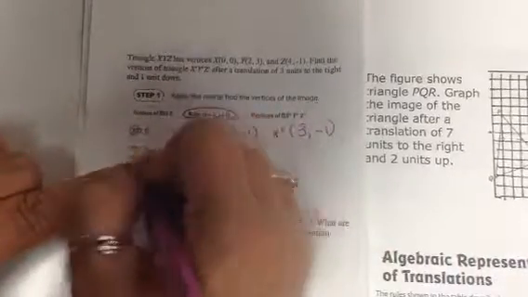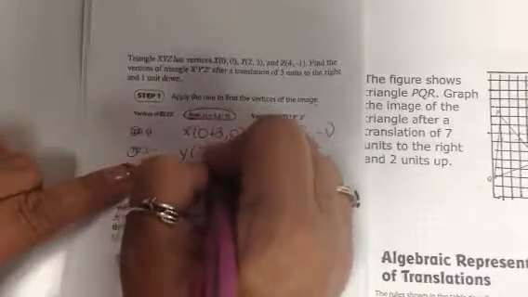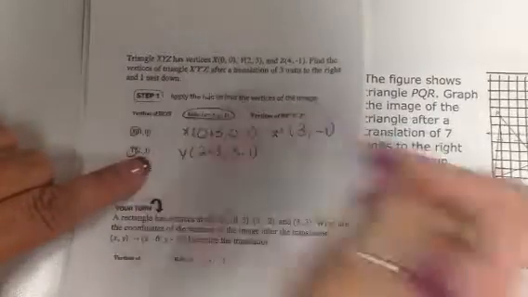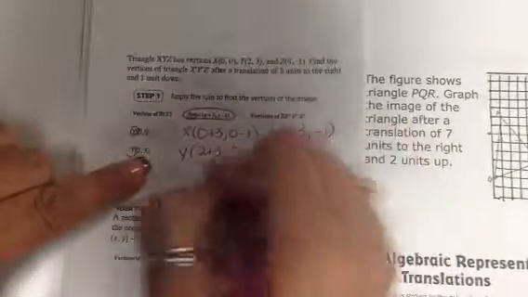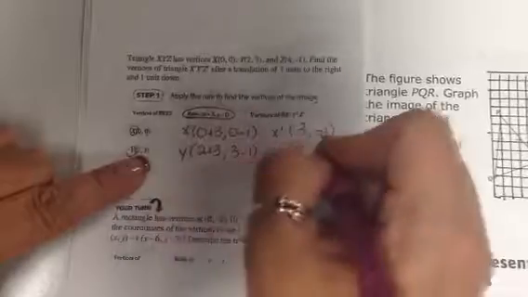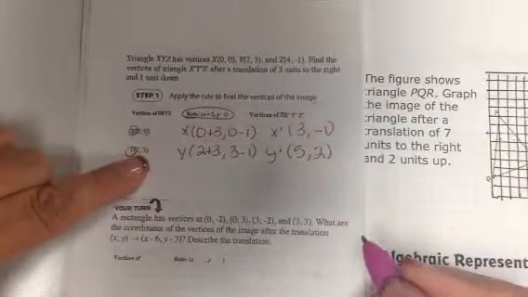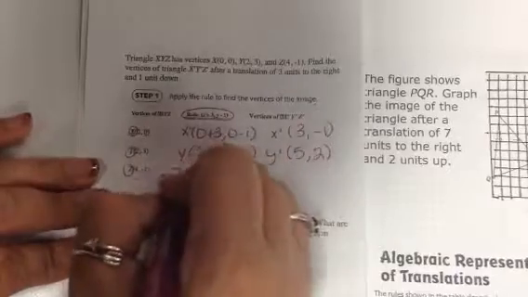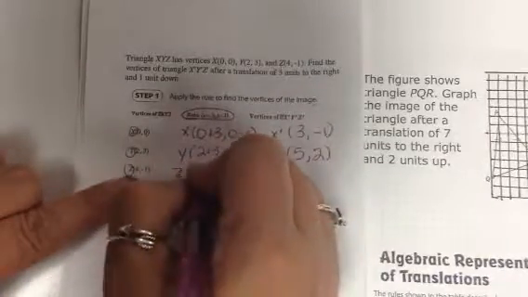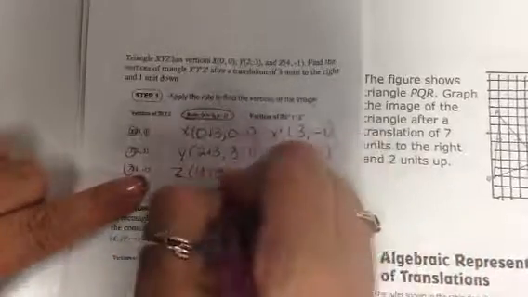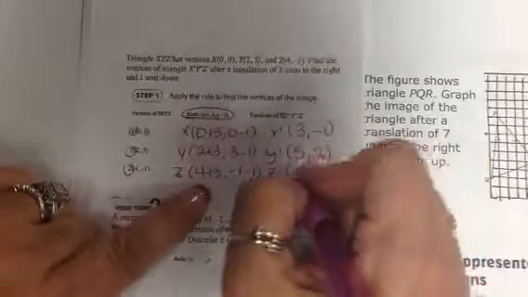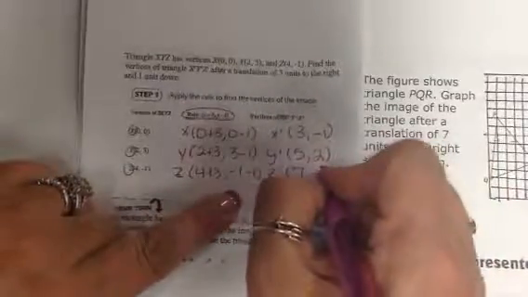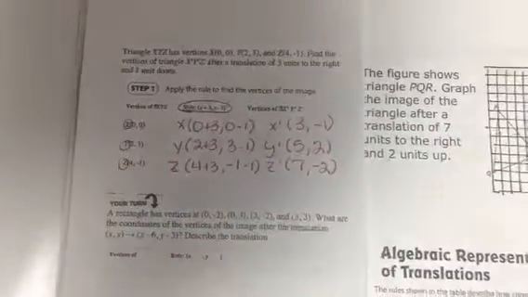Okay, y is going to be 2 plus 3, because that's what we do with x. And then our y on this one is 3 minus 1. So y prime is 5, because 2 plus 3 is 5, comma, 3 minus 1 is 2. Okay? Then we're going to look at z, and our x for z is 4 plus 3, comma, negative 1 minus 1. So z prime is 4 plus 3 is 7. 1 minus 1 is negative 2. That's all you do with that. It's not hard. It's pretty simple.